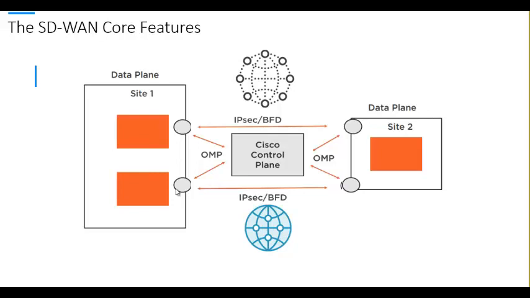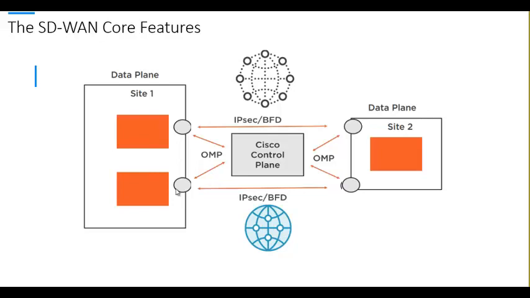So the control plane is not on the edges. It's outside, floating, the vSmart. So for those sites that are allowed to communicate, they form a tunnel using T-log.